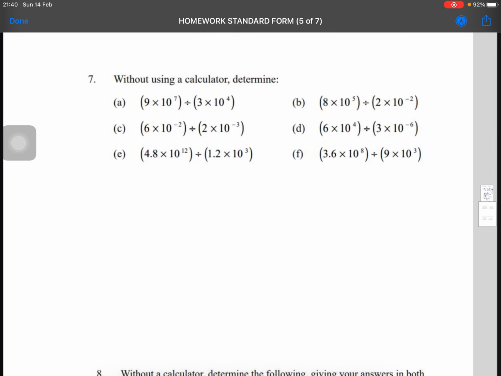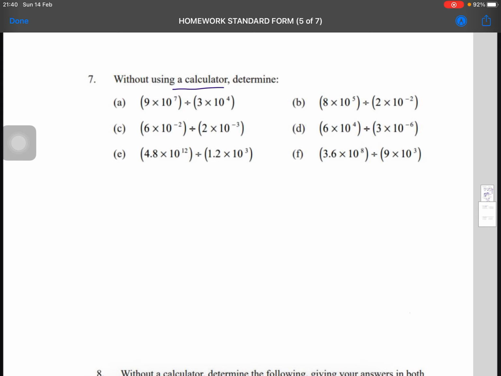Okay, for question 7. Without using a calculator, determine. For this part, we are involving division. Actually, the concept is the same as multiplication. We can directly divide, just as for multiplication we can directly multiply. Without using a calculator means you can use a calculator, but you must show your working. You cannot put the final answer directly.